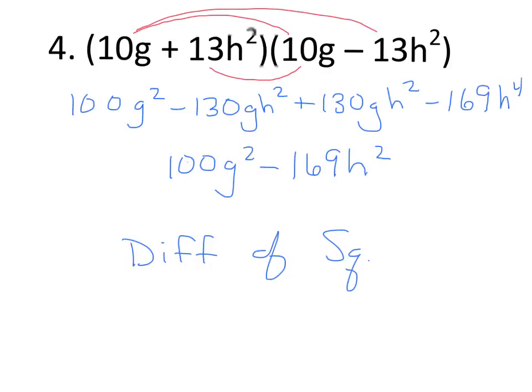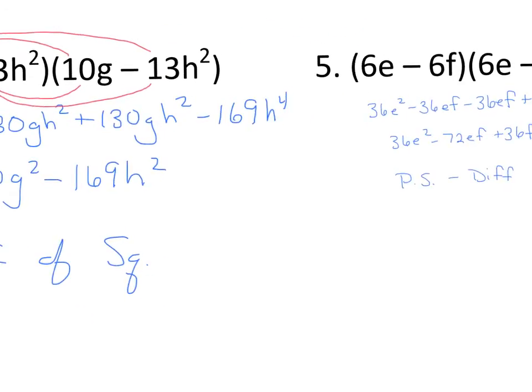And then the last part here, take the negative 13h squared times the negative 13h squared. And when you do that, remember you have to add the exponents. So that's how I'm getting h to the 4th here. That's a negative 169 in front. Again, the middle cancels. So you're left with 100g squared minus 169h squared. Now, since these were the same thing, but one was a plus and one was a minus, it's difference of squares. Okay? All right, moving on to number 5.